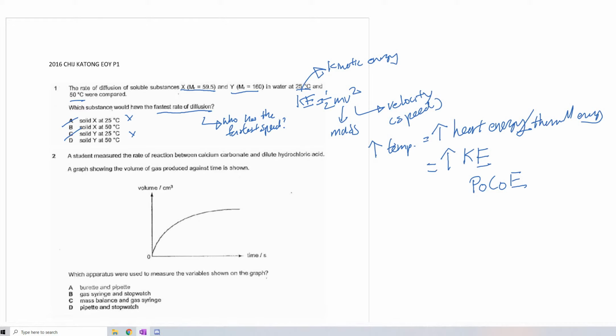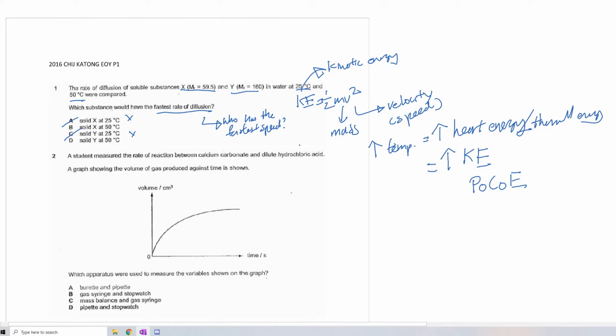So the higher the kinetic energy you have, the more velocity the substance will be moving. So with higher velocity, the faster the rate of diffusion. Conversely, the lower the kinetic energy, the slower the substance is moving, and hence the slower the rate of diffusion. Alright, so let us take a look at mass.